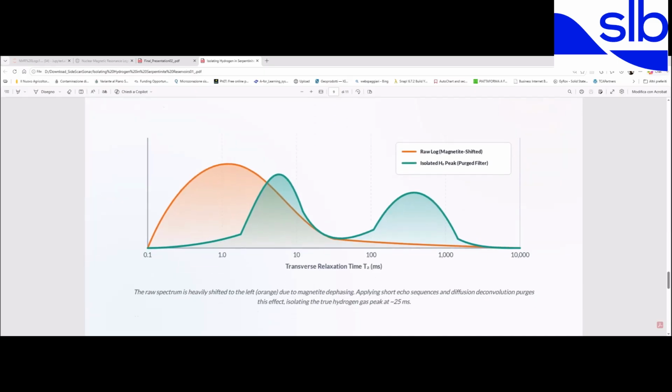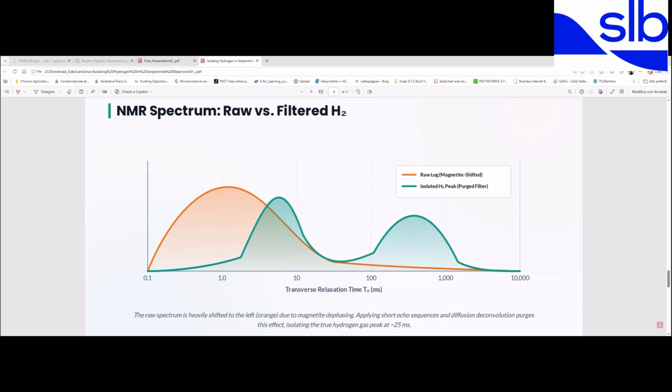The transverse relaxation time: you record the transverse relaxation time in your nuclear magnetic logs. The raw spectrum is shifted to the left, the orange curve, due to the effect of magnetite presence. Applying a short echo sequence and diffusion deconvolution, you can purge these effects, isolating the true hydrogen gas peaks. The true hydrogen gas peak is generally near 25 milliseconds. When you have a peak around 25 milliseconds and you are dephasing all the signals, you are sure that you have isolated the peak and the presence of hydrogen.